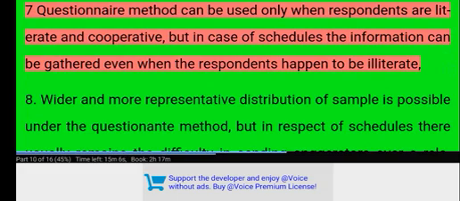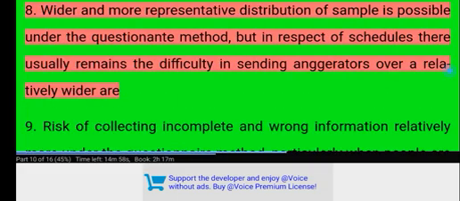7. Questionnaire method can be used only when respondents are literate and cooperative, but in case of schedules the information can be gathered even when the respondents happen to be illiterate. 8. Wider and more representative distribution of sample is possible under the questionnaire method, but in respect of schedules there usually remains a difficulty in sending enumerators over a relatively wider area.